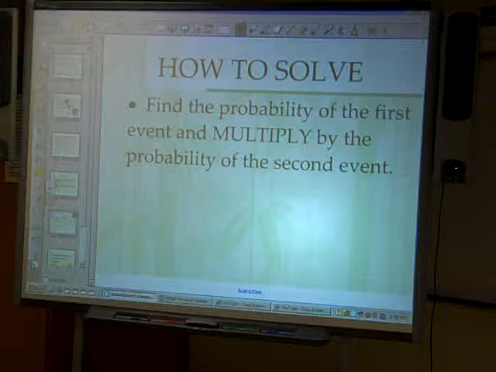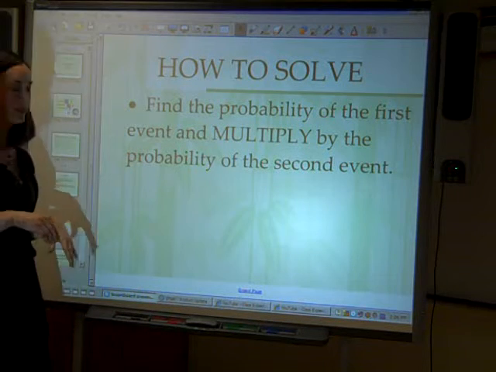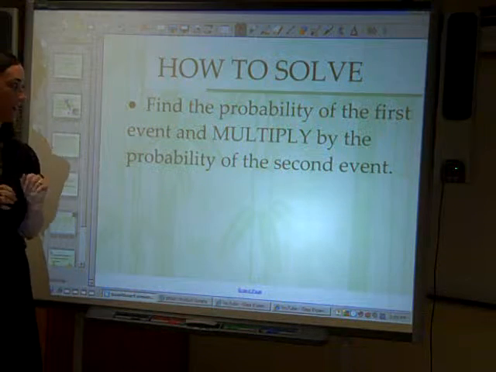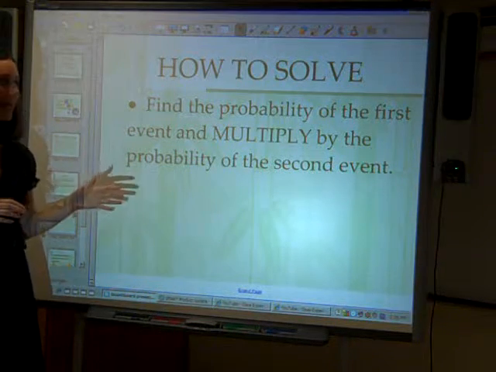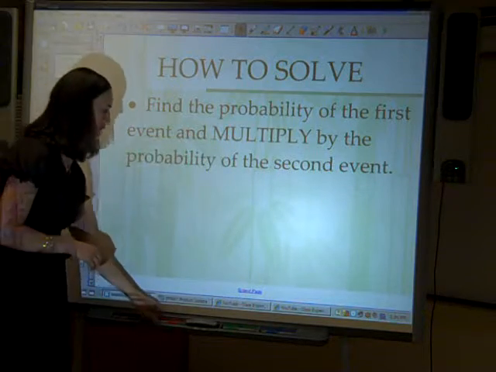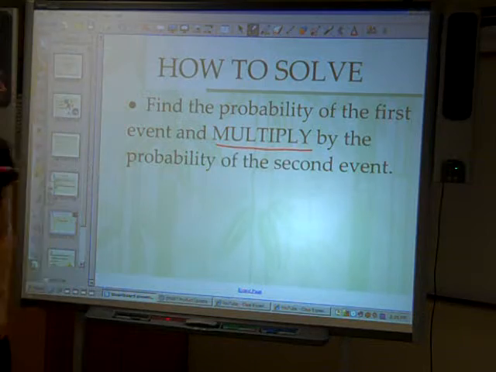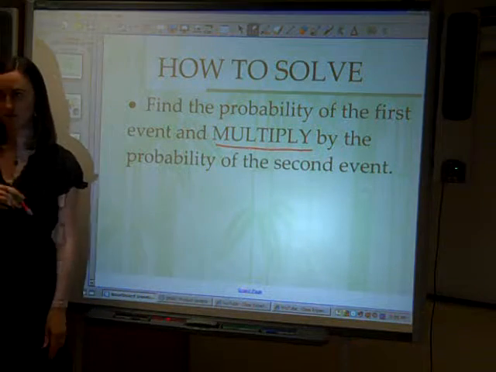Now, how to solve the probability of 2 or more events? How to solve the probability of independent events? Find the probability of the first event. Write it down. And here's the key thing. You're going to multiply by the probability of the second event.